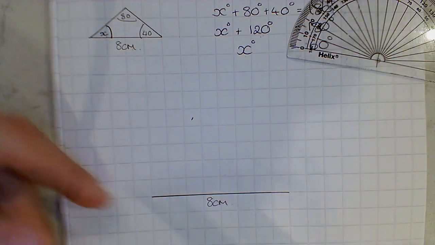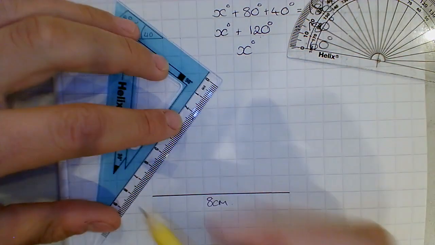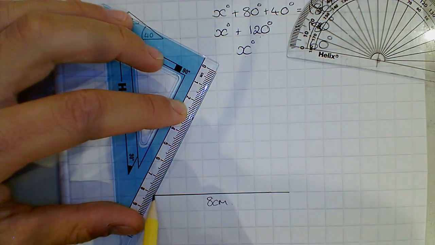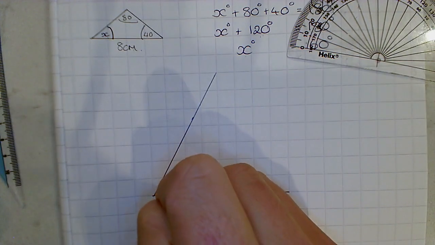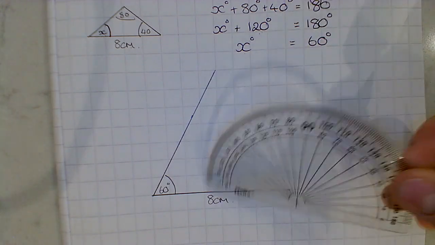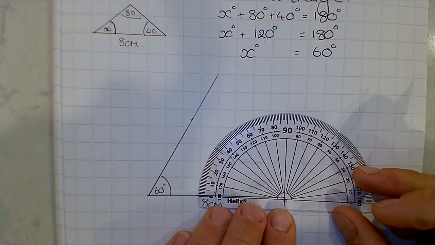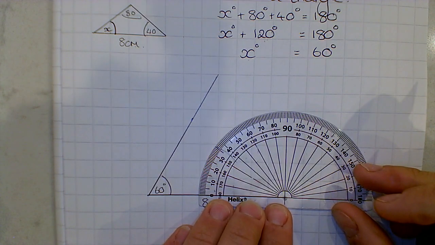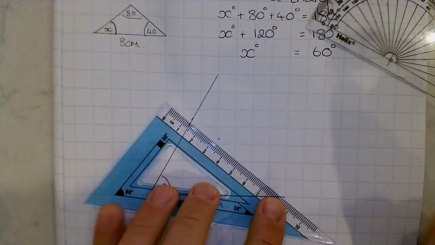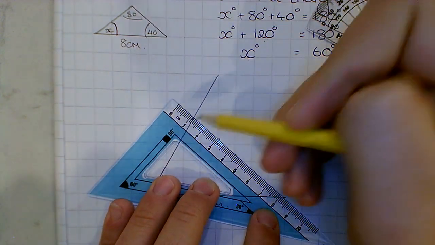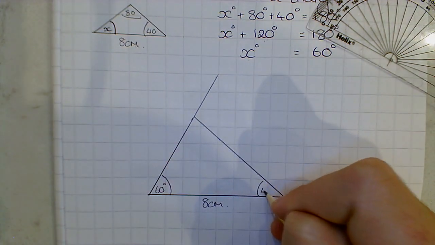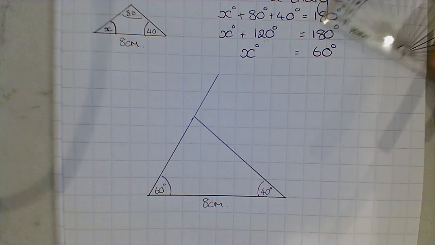I don't know how long that is. I'm not given that information, so I'm just going to draw a nice long line to make sure I am safe with it. I'm going to label my angle, and then I'm going to get my protractor again on the other side this time, and I'm going to do 40 degrees using the outside scale. It's not going to be a massive line this time, it's just going to join it up, so I've actually got a triangle. I'm going to measure that as 40 degrees.